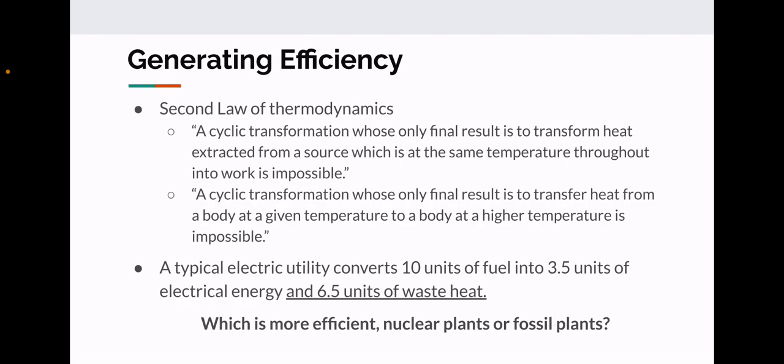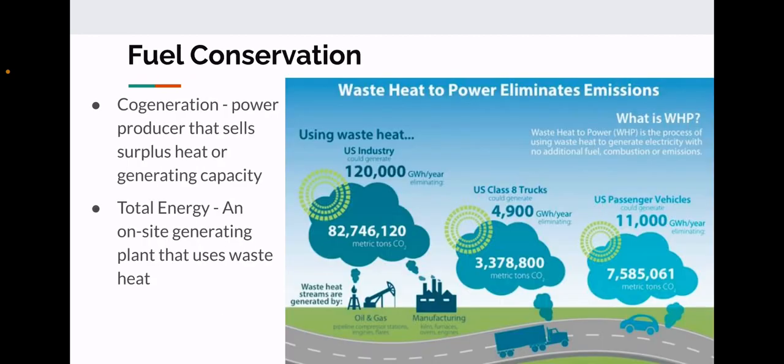And this question says, which is more efficient, nuclear plants or fossil plants? Nuclear plants are less efficient because they use reduced heat to create their steam, and I guess more heat is lost, or there's more waste heat in that entire process than the quick flash burn of fossil fuels. Although neither one's good for the environment.